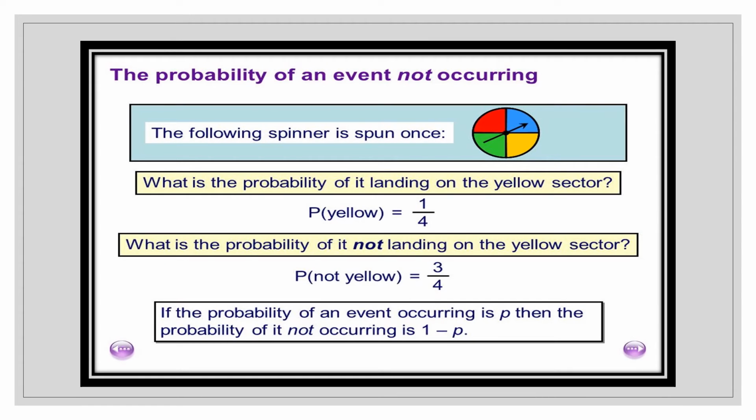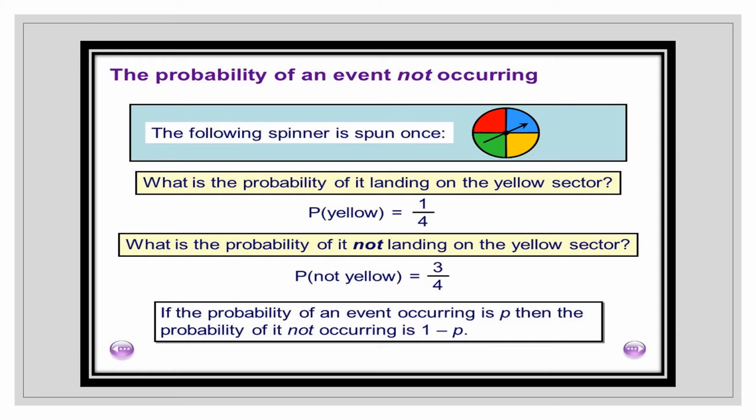So here is our example. The probability of an event not occurring or not happening. The following spinner is spun once. As you can see, the spinner is a circle divided into 4 equal parts, and each part has its color: yellow, blue, red, and green. Now, what is the probability of it landing on the yellow sector?